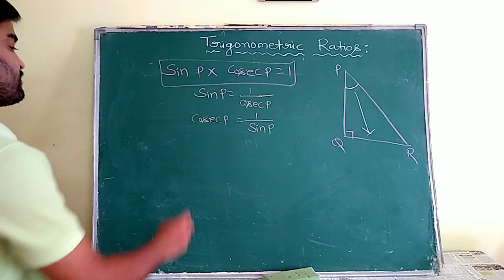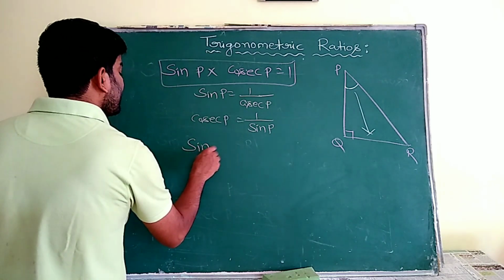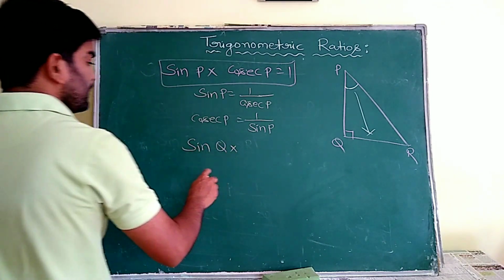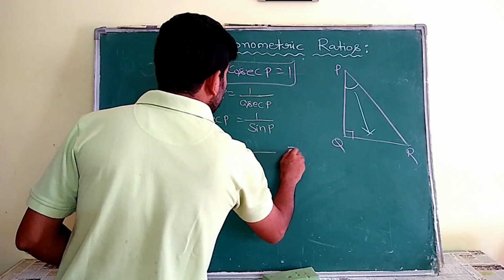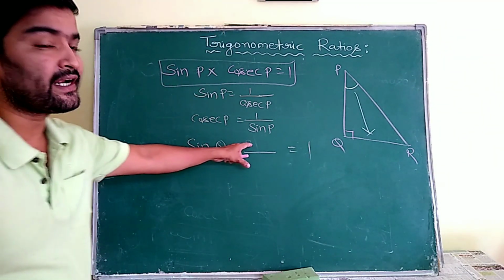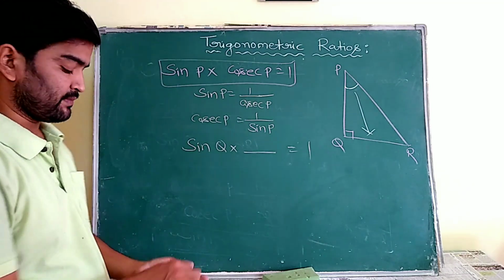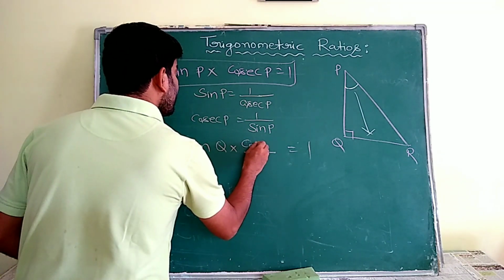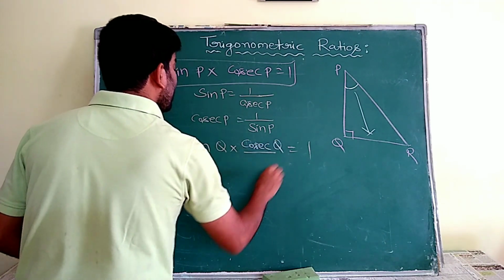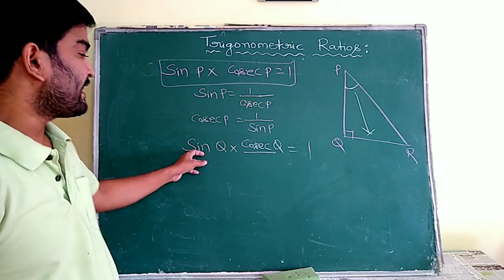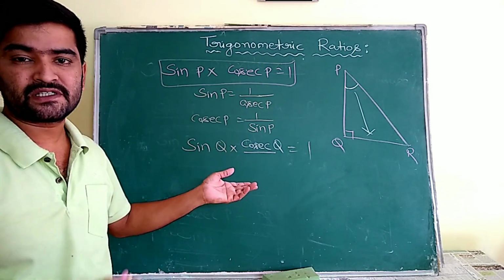Whenever they give you sine Q into dash is equal to 1, then what are you going to write here? Sine Q into cosecant Q. Here we have to write cosecant Q, because the same sine and cosecant are reciprocal to each other.